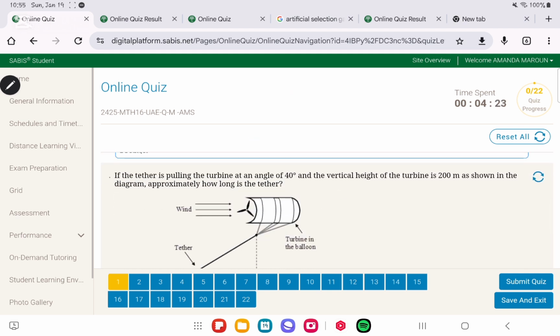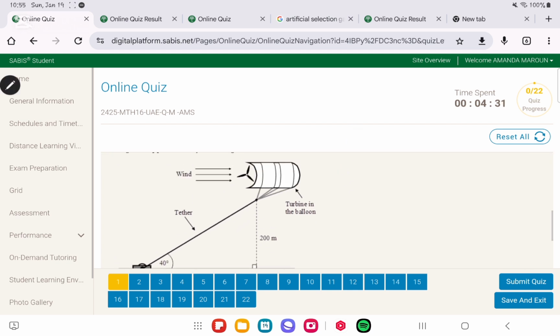Now, if the tether is pulling the turbine at an angle of 40 degrees and the vertical height of the turbine is 200 meters, as shown in the diagram, approximately how long is the tether? Now, why exactly do they put it at 40 degrees? So this is our ship. The tether is like this. Okay, this is just an example from me. It doesn't necessarily have to be a ship or a turbine, but this is the whole concept. So this is the balloon or tether. Okay? And it's put at a certain angle.